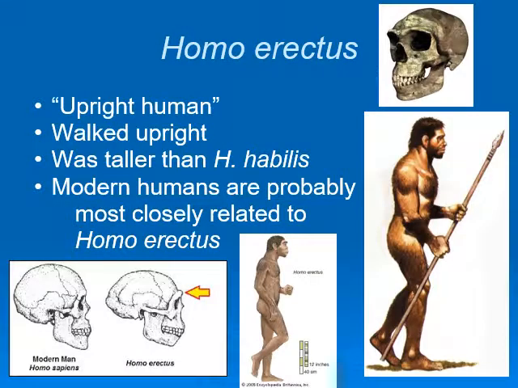So one of the members of this group that is thought to be most closely related to us is Homo erectus. This name means upright human. This organism walked mostly upright and was taller than Homo habilis. And modern humans are probably most closely related to Homo erectus.